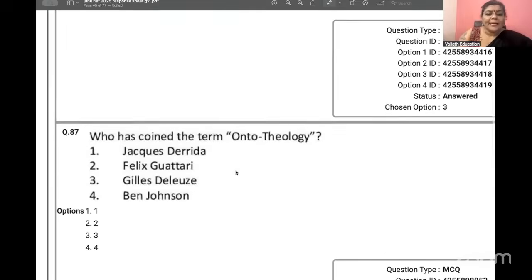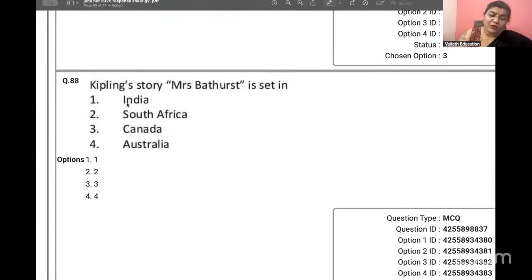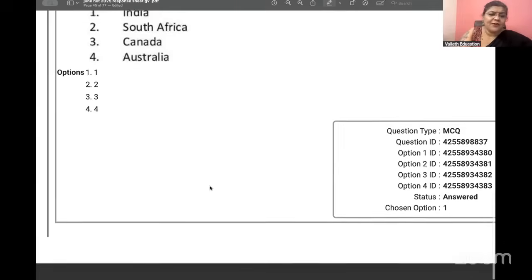Now, next one, Kipling story. Only if you study, you will know this. Otherwise, you might want to say it is India. But Mrs. Bathurst is not an Indian name. But maybe it is British. Anyway, it is not Canada or Australia. He didn't go there. India or South Africa. Mrs. Bathurst, maybe an Indian white woman in India. You may go wrong here if you don't know.